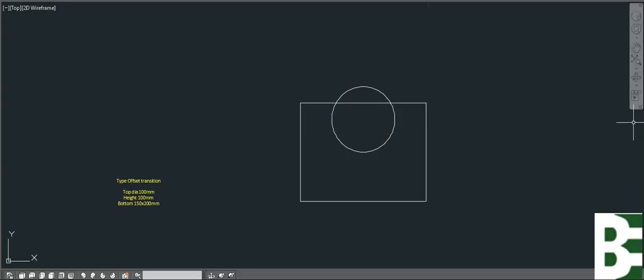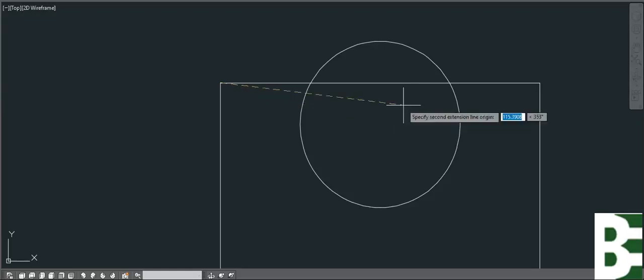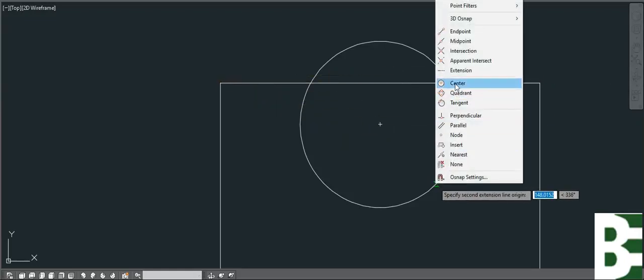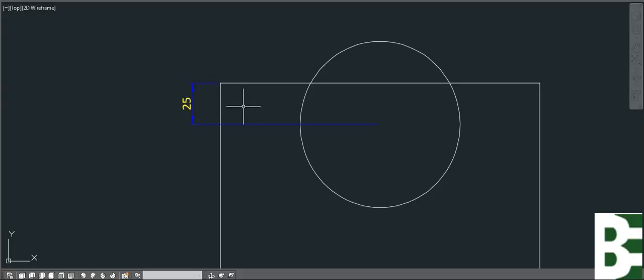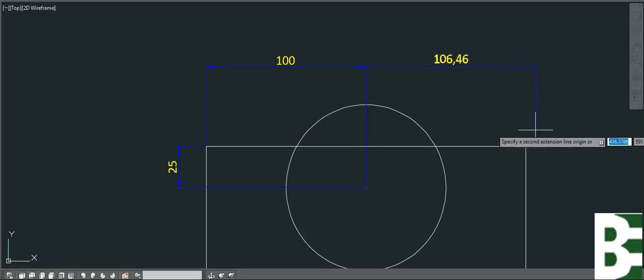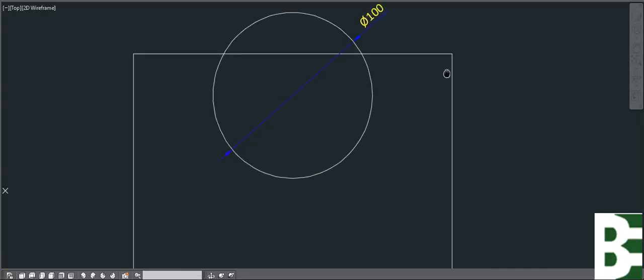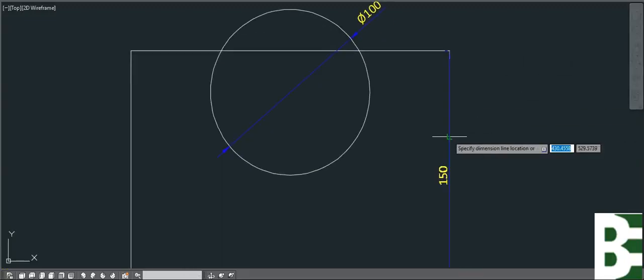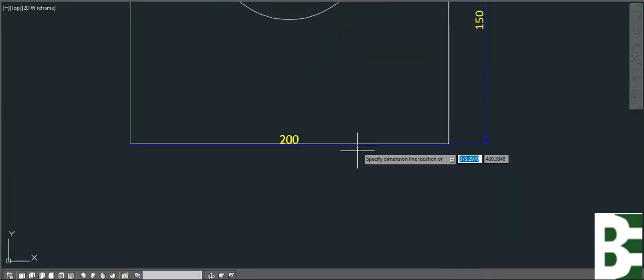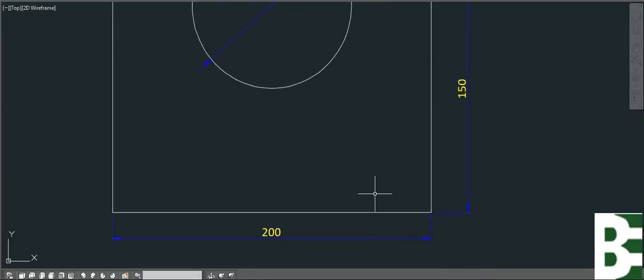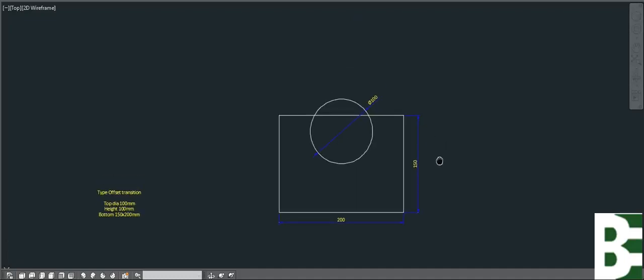For example, I set this here. If I check from the center point, this is 25 millimeter offset from the top line, and from the other side is equal. You can see this is my diameter. From this side is 150, from the other side is 200 millimeter.